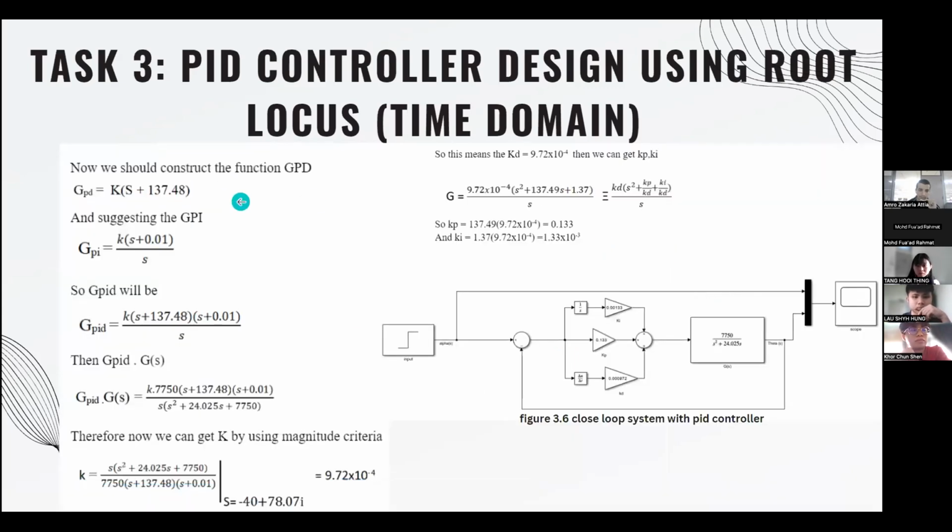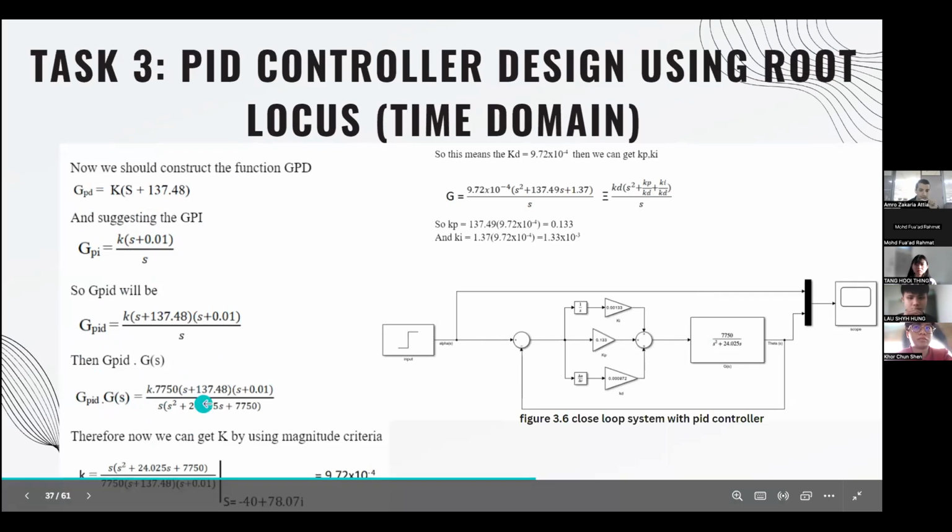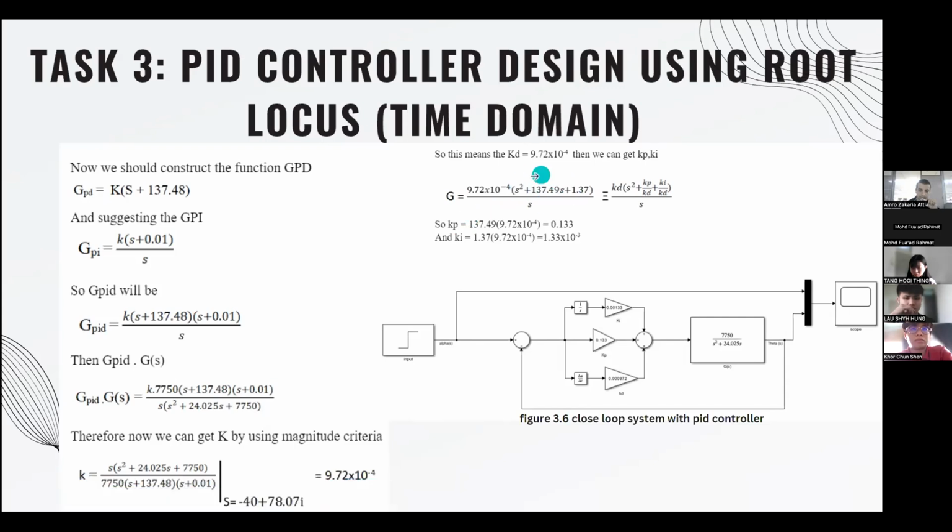After that, we can construct our GPD, and we can suggest GPI 0.01, any value that's close to 0. Then we get the GPID, which is we just multiply them together. Then we will multiply it with the open loop transfer function. And then we can get the gain K using the magnitude criteria by substituting the S with the dominant pole. Then we can compare this one with the standard formula, so we can get the Kp and the Ki.